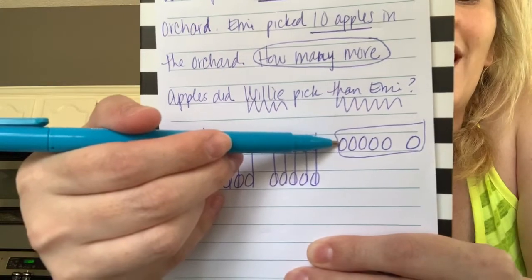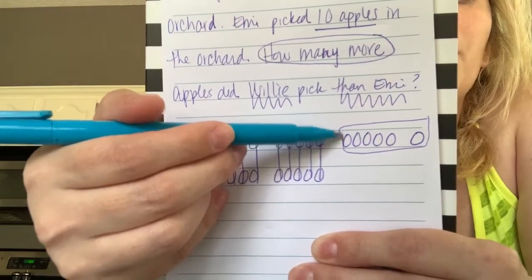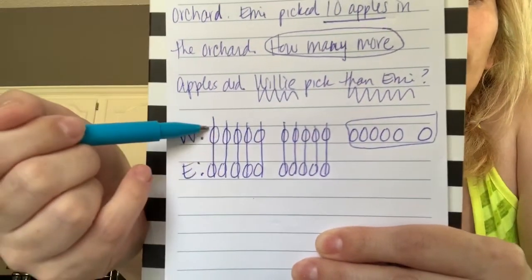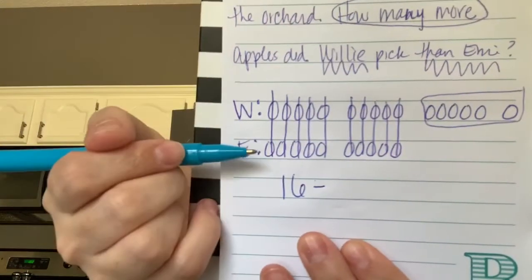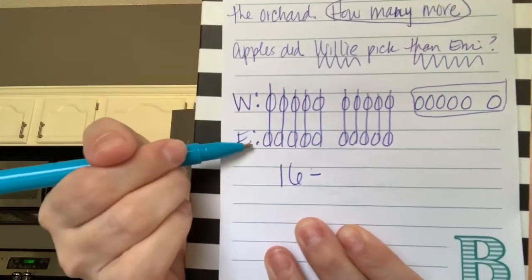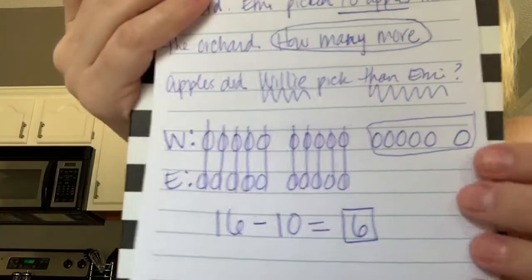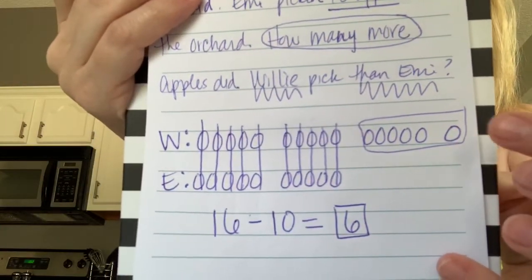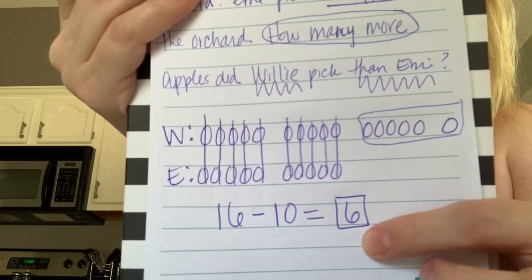So how much more did Willie have? 6 apples. Very good. Let's write that equation. We started with Willie, the bigger number. Willie had how many? 16. We took away what Emmy had, all of what Emmy had. And how much did she have? 10. We took that away by matching up. And we were left with Willie's leftover, 6, which we boxed off.